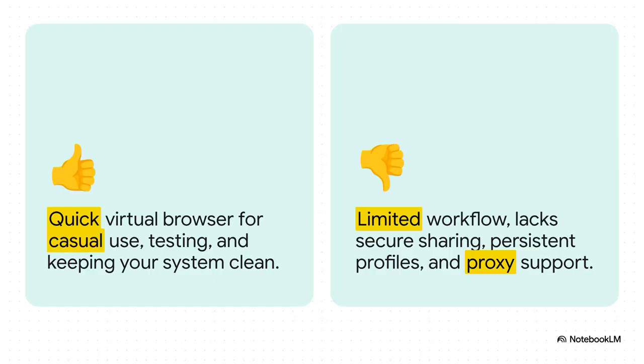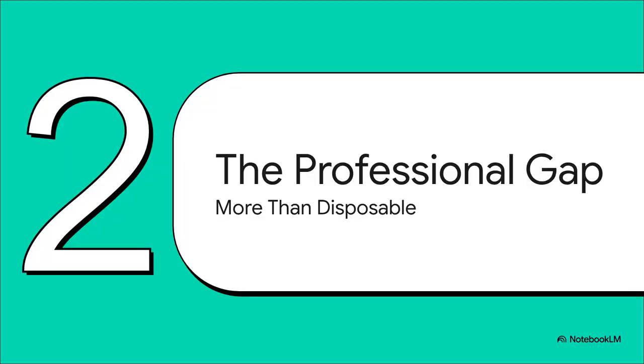This really lays out the whole trade-off, doesn't it? For what it's built for, those quick throwaway tasks, Browser.lol is great. But if you're a professional managing the same accounts day after day, you can probably see where you're going to hit a wall. There's just no deep workflow, no secure way to work with a team, and no support for pro tools like proxies. And this is what I call the professional gap. It's that huge space between a simple, disposable tool and the powerful, persistent workspace that a real-world professional workflow actually needs. Because when your business depends on this stuff, disposable just doesn't cut it.